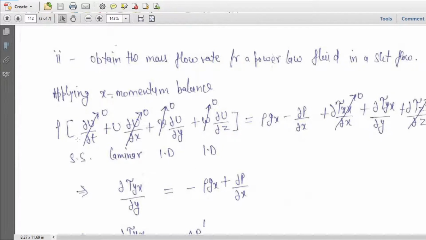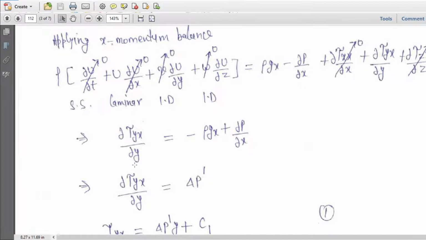Now for steady state, this time derivative would be 0. Fully developed flow in x direction, del u upon del x is 0. V and W are 0. Flow is totally one dimensional in x only. Now this term is 0 because del u upon del x is 0. Then del tau zx upon del z is 0 as compared to del tau yx upon del y, because the magnitude of the variation along z is always higher than along y, so therefore this total value would be of high magnitude as compared to this one.